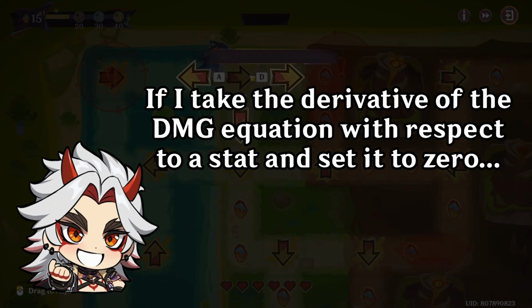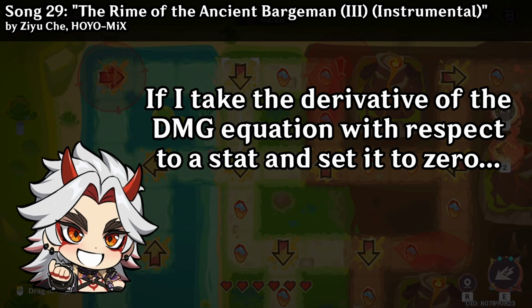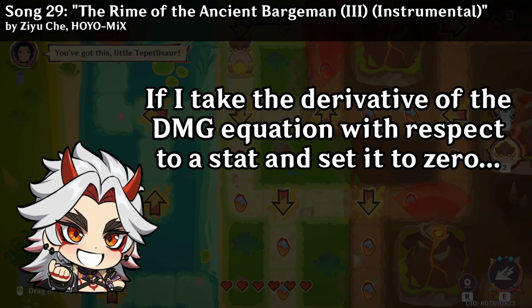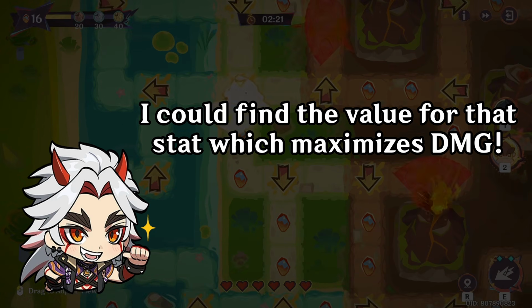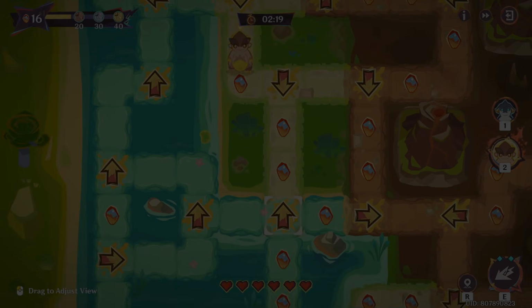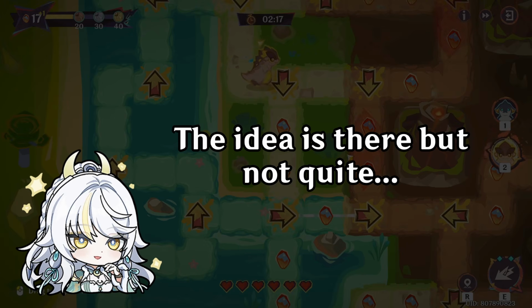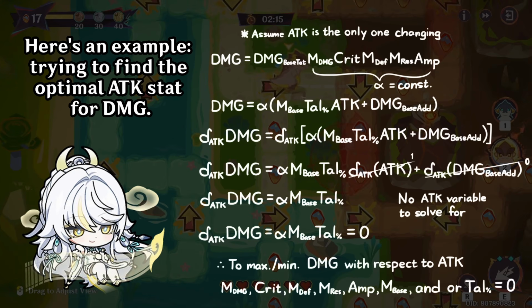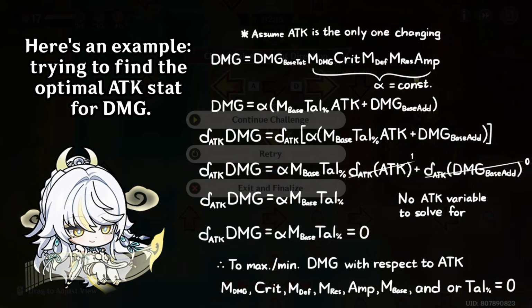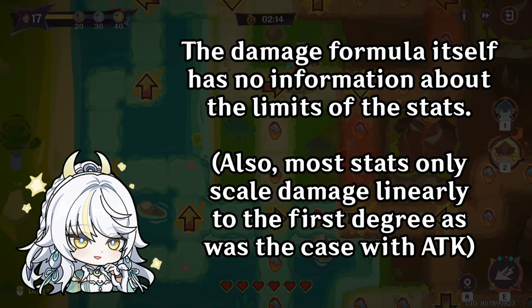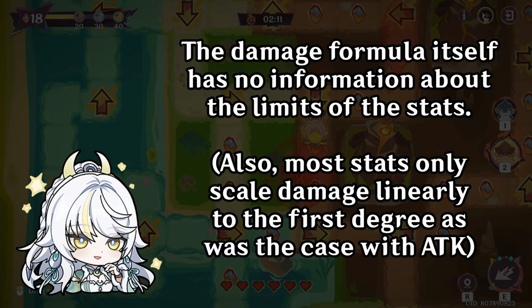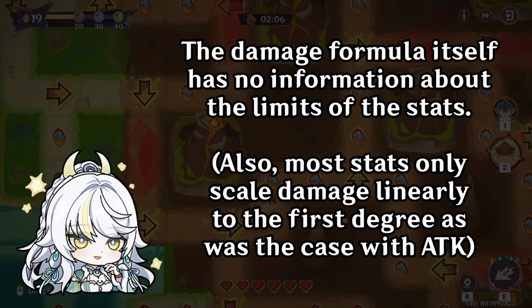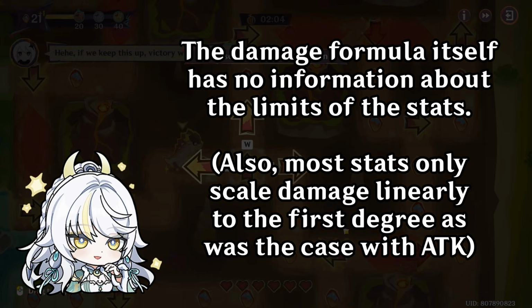In theory, if we took Genshin's damage formula and took its derivative with respect to a specific stat, we could find the value that stat needs to maximize damage. However, in reality, it's actually much more disappointing. In most cases, you'll just find that it has no finite maximum. The problem is that with the damage formula alone, we have no limiting conditions on our stats. This means that our stats could just keep growing and growing to infinity, which obviously doesn't happen in-game.